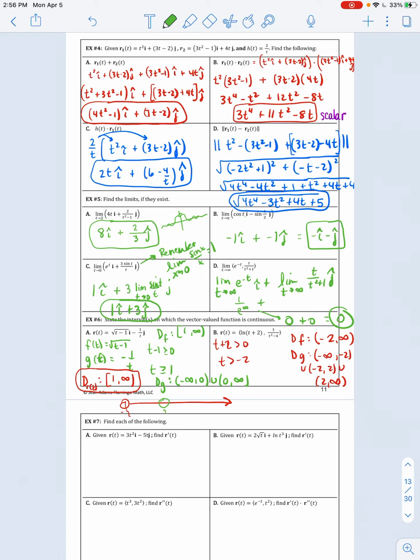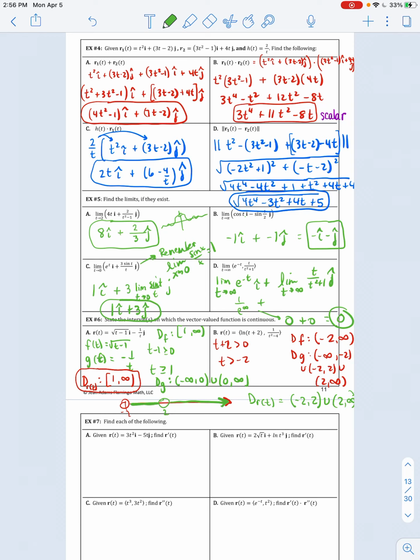And then it says negative 2 to 2. And then 2 to infinity. So you can see that this is going to include everything but 2. So the domain for my r is going to be negative 2 to 2, non-inclusive, union 2 to infinity. That is the intersection of those two.